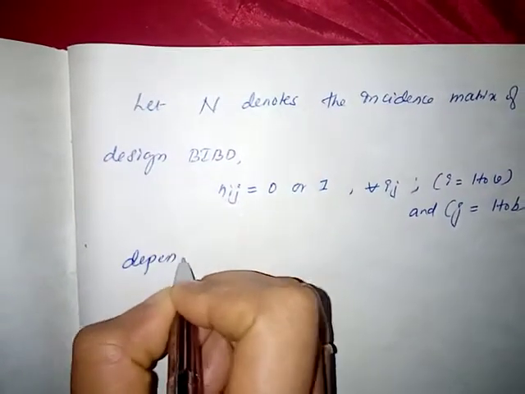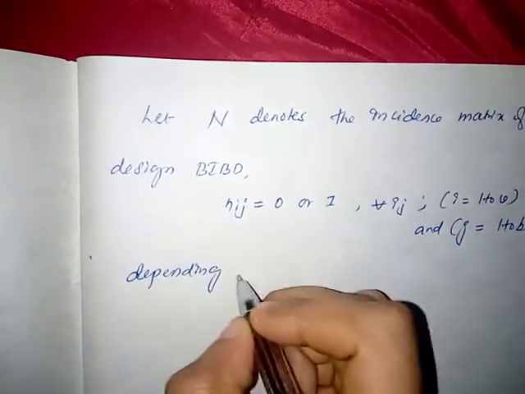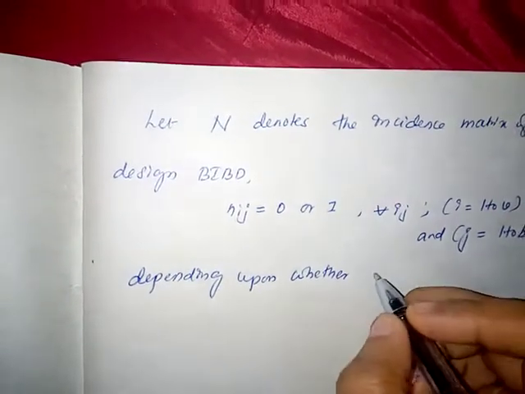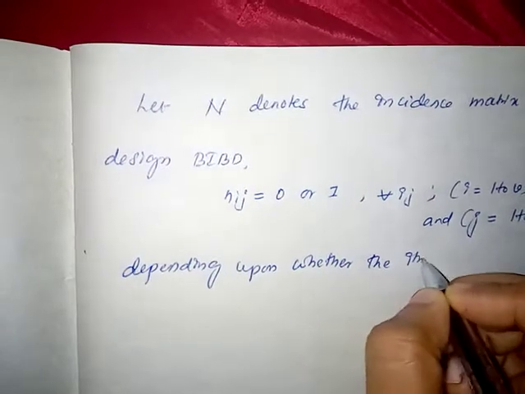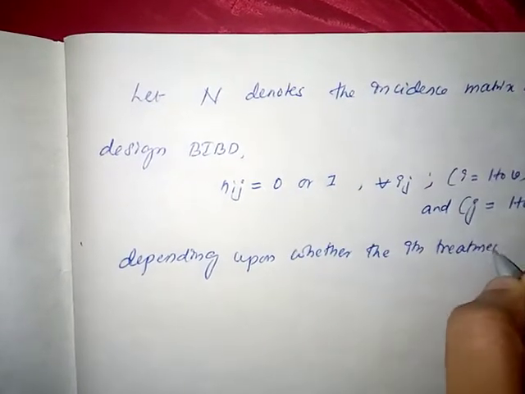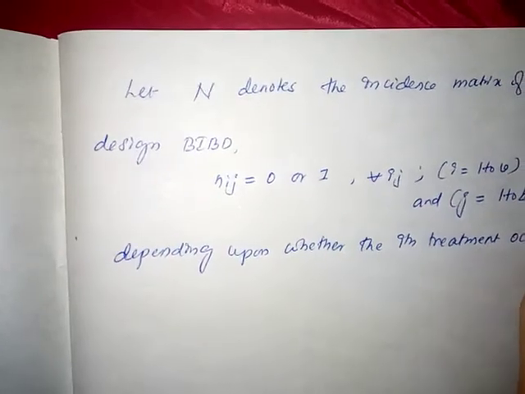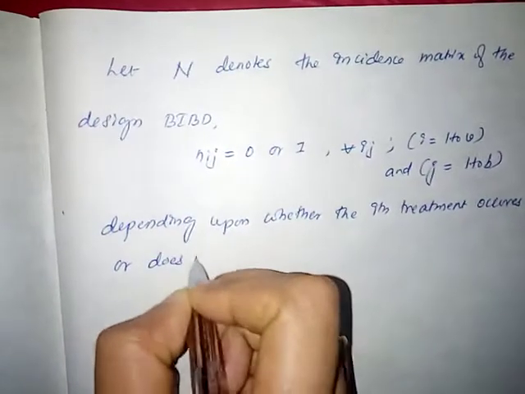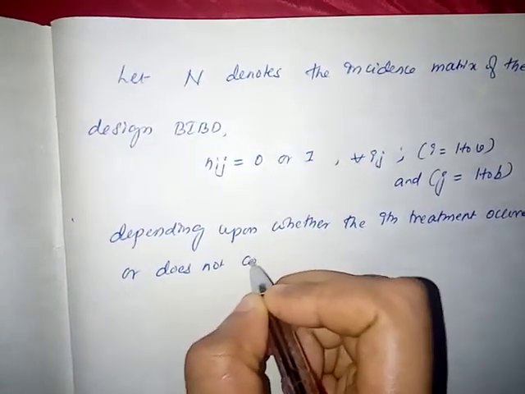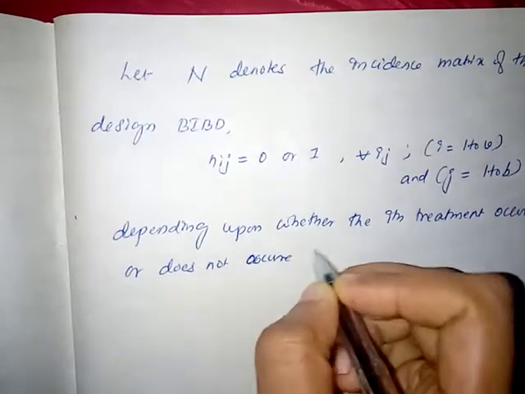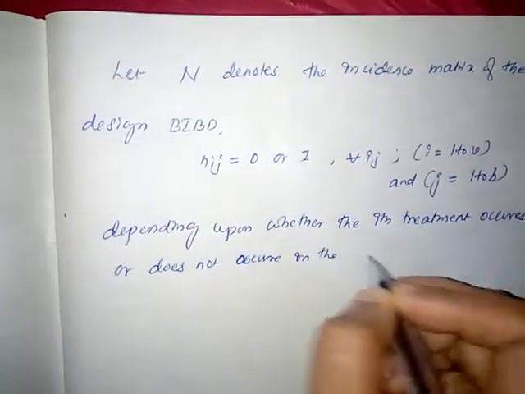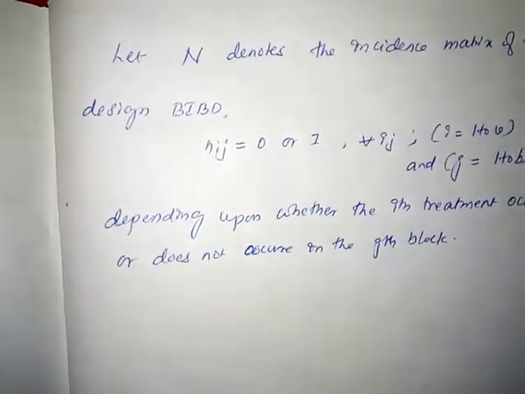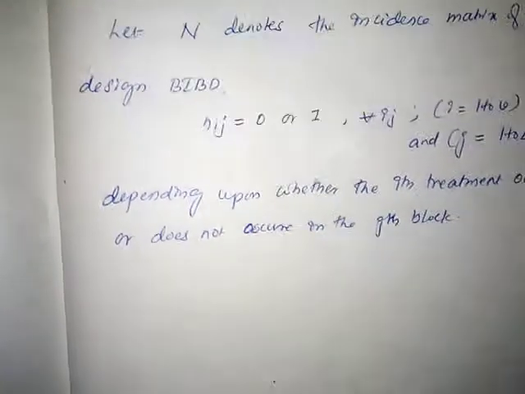It's depending upon whether the ith treatment occurs or does not occur in the jth block. So this is the incidence matrix of a balanced incomplete block design.